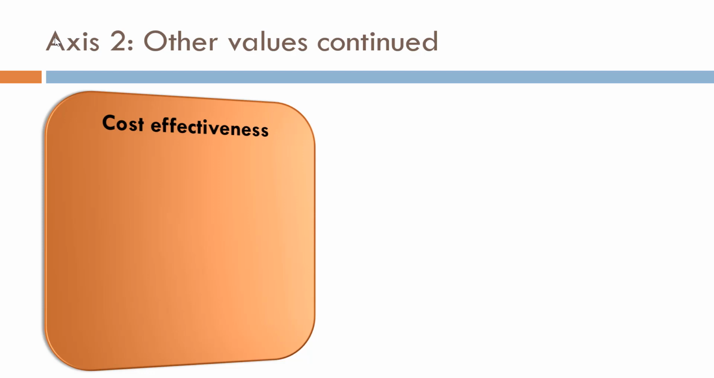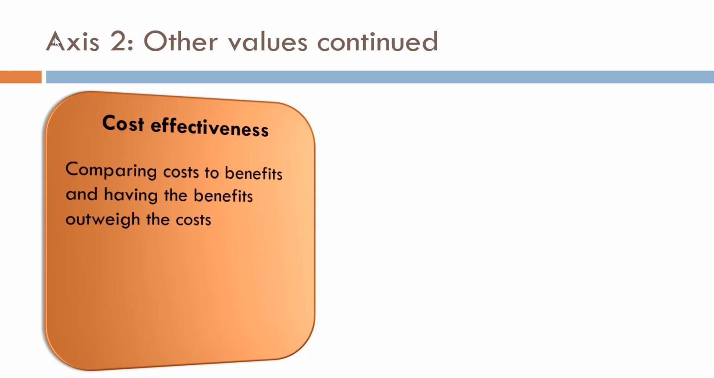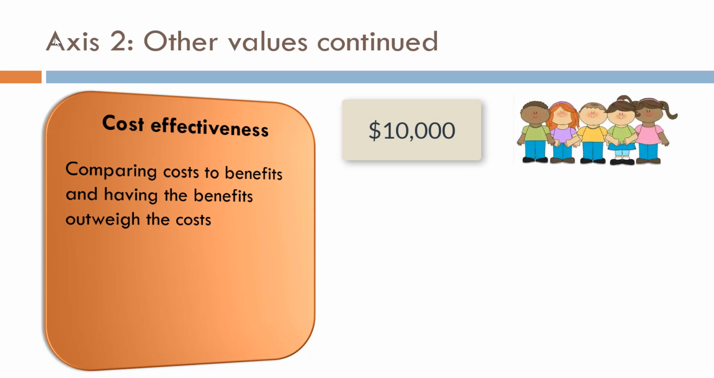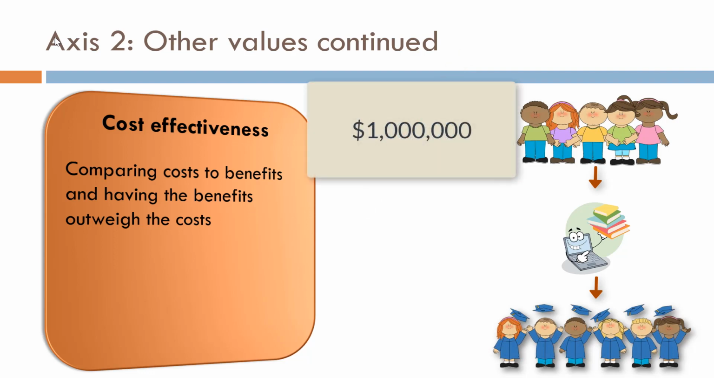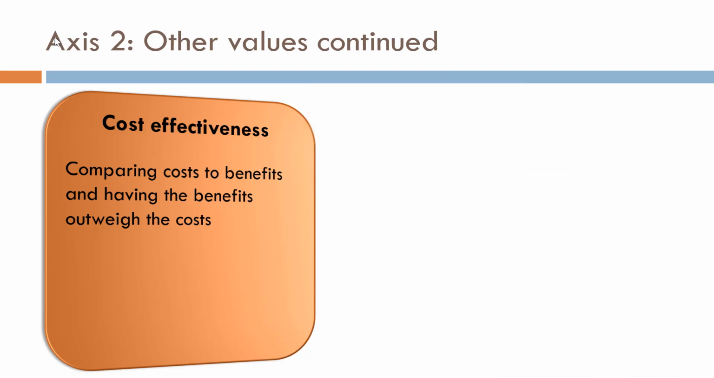So for example, they talk about cost effectiveness in the sense of comparing costs to benefits and having the benefits outweigh those costs, where the benefits aren't necessarily calculated in terms of money, but in terms of the benefit to people. So for example, if it costs $10,000 for every preschooler to receive early childhood education that will prepare them to graduate elementary school with a decent GPA, then is that $10,000 worth it? Or if it's going to cost $1 million for a child to achieve that benefit, is it worth it? That's the question of cost effectiveness.